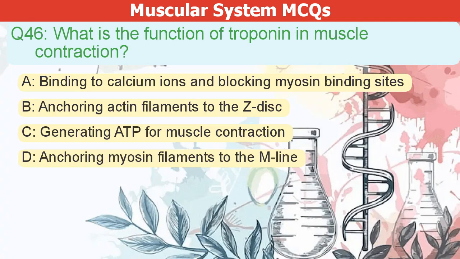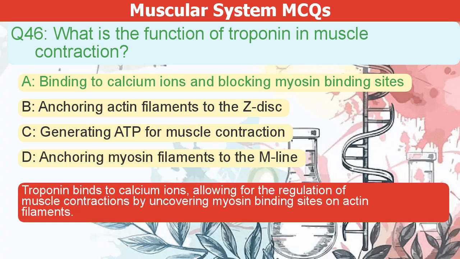What is the function of troponin in muscle contraction? A. Binding to calcium ions and blocking myosin binding sites. B. Anchoring actin filaments to the Z disc. C. Generating ATP for muscle contraction. D. Anchoring myosin filaments to the M line. The correct answer is A. Troponin binds to calcium ions, allowing for the regulation of muscle contractions by uncovering myosin binding sites on actin filaments.